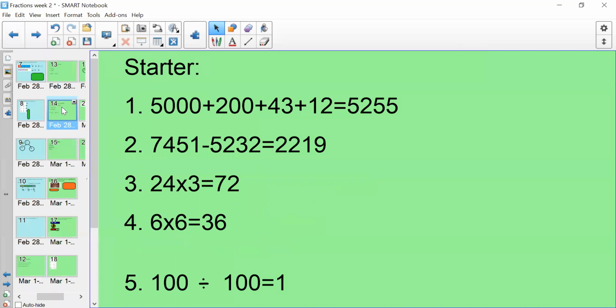Okay, excellent. So these are your answers. For the first one, we had partitioning, where you had to put the numbers back together again. The second one, we had column subtraction. The third one, we had column multiplication. Number 4, we should have known that one mentally from our times tables practice. Then number 5, we should have remembered that any number divided by itself is going to equal 1. So you didn't really need to use any method for that because it's just a known fact that any number divided by itself equals 1.